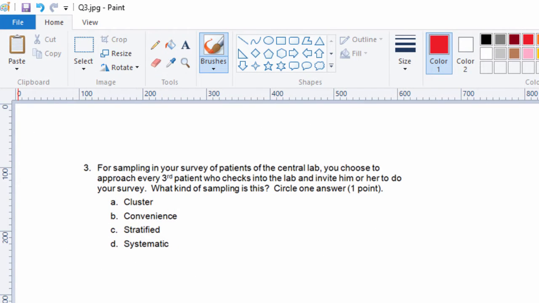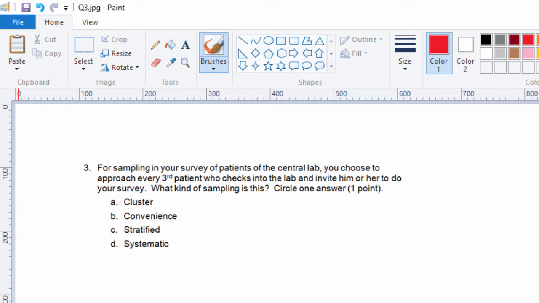Okay, so now we'll move on to question three. For sampling in your survey of patients of the central lab, you choose to approach every third patient who checks into the lab and invite him or her to do your survey. So what kind of sampling is this? Let's look at our choices. We have cluster, convenience, stratified, and systematic.